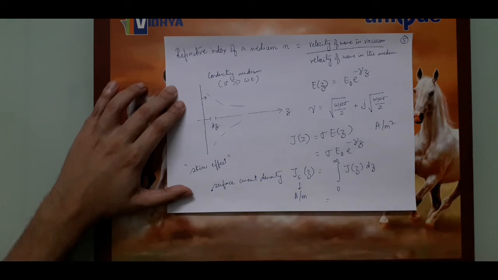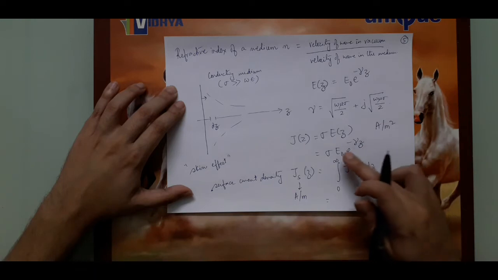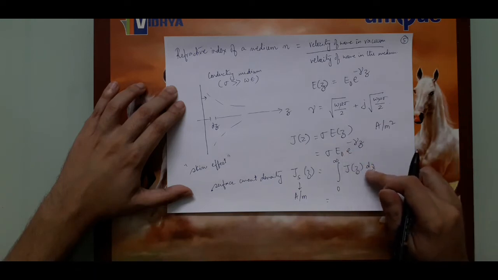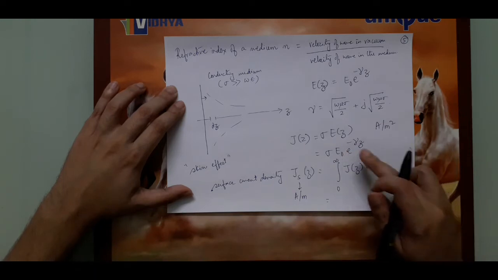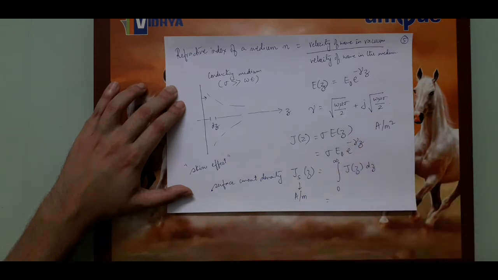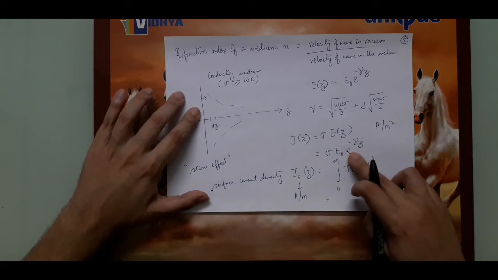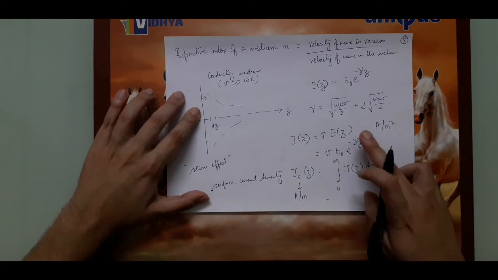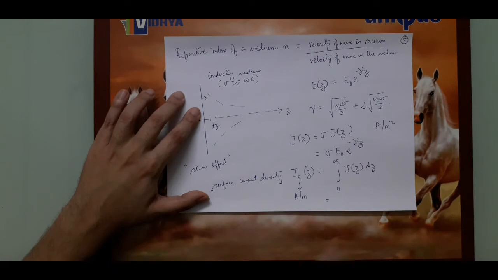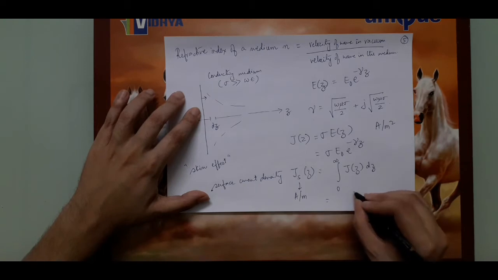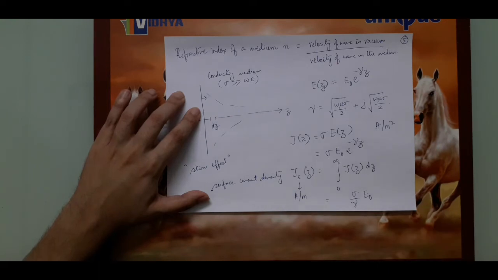If you substitute this and apply the limits, what you will get is that the exponential will stay the same, but the gamma will come in the denominator. So the expression will essentially turn into sigma by gamma times E0.